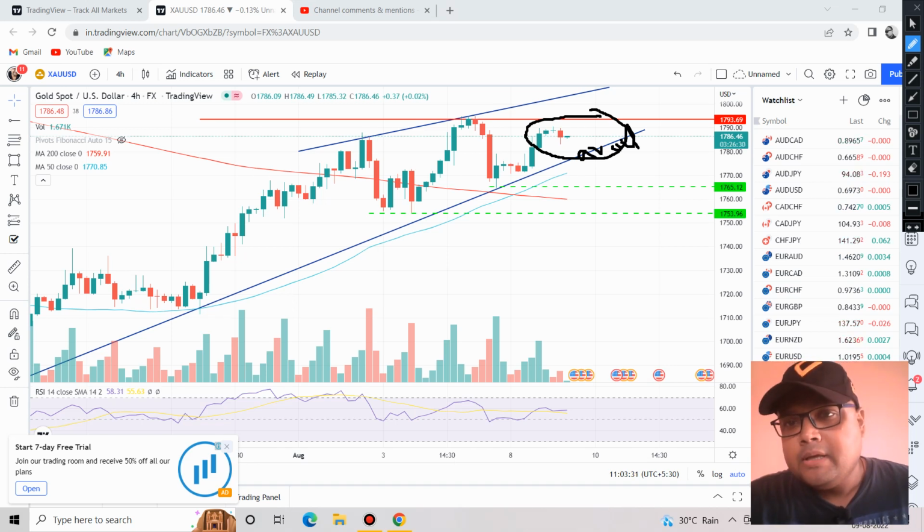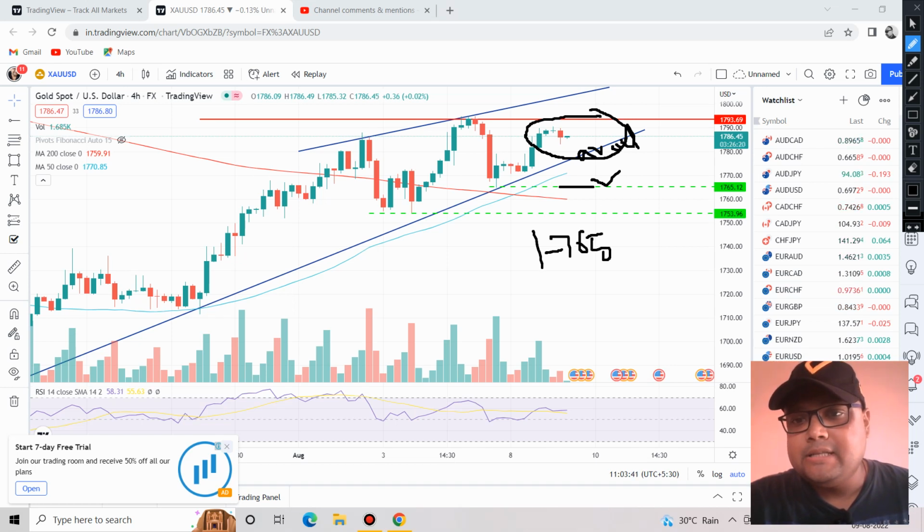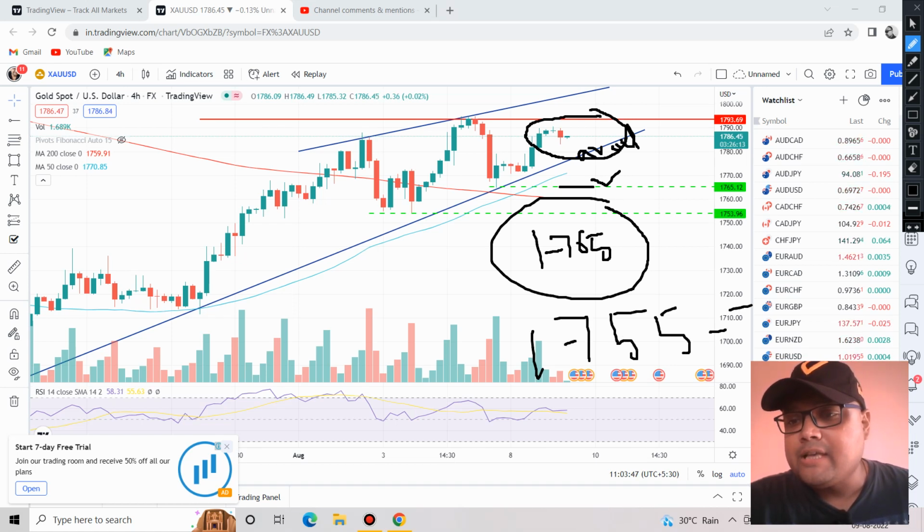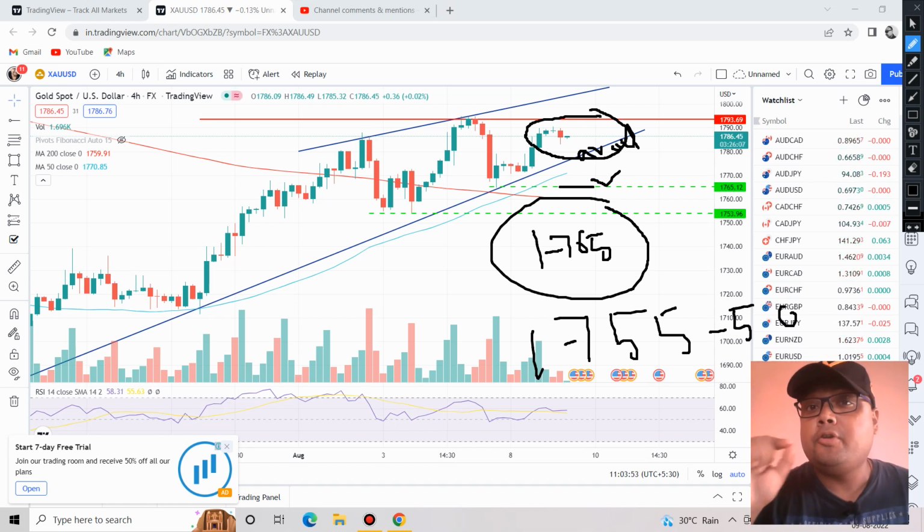But 1765 can be a good level to place a buy order if the market bounces. In case 1765 fails to provide the required support, then the next important support will be the 1755 to 1750 level. Keep in mind, no level is permanent in the market. As a trader, you cannot trade blindly. As a trader, you will have to observe the market when the market is at the level.